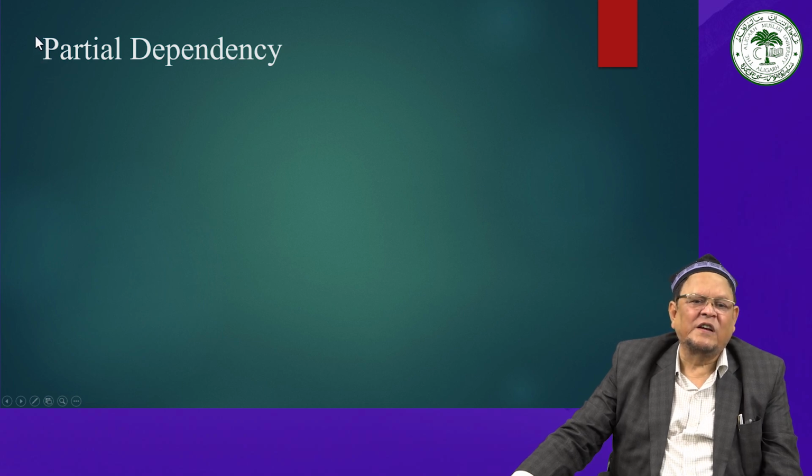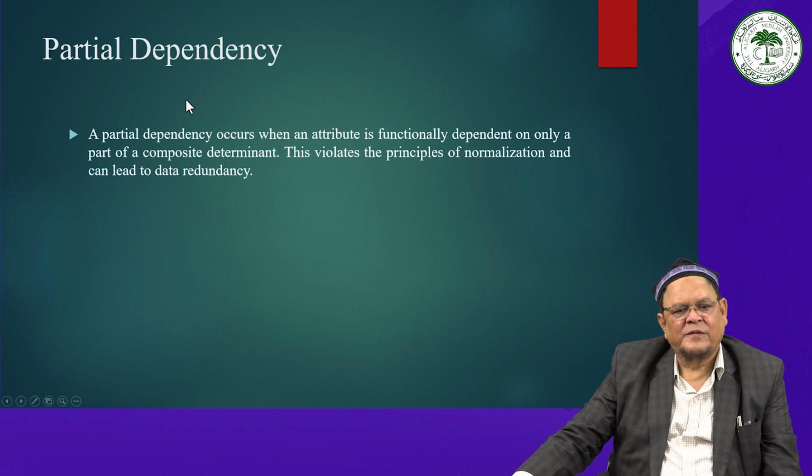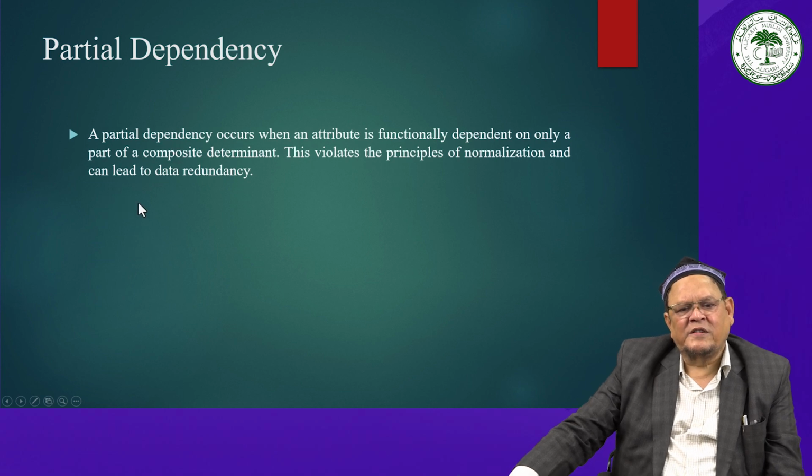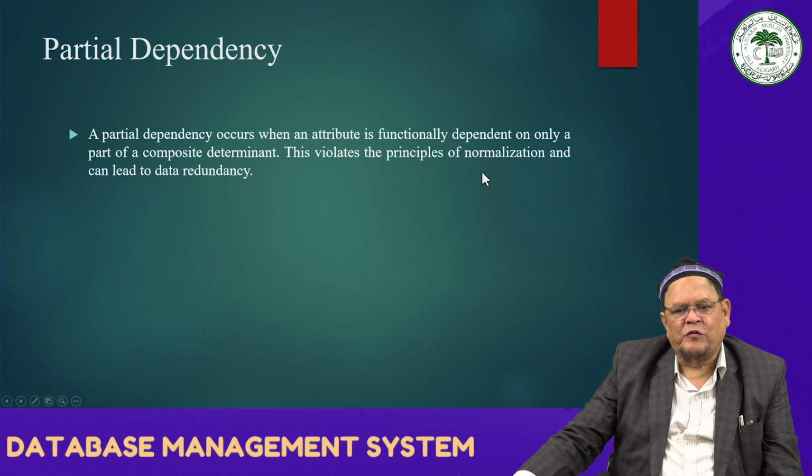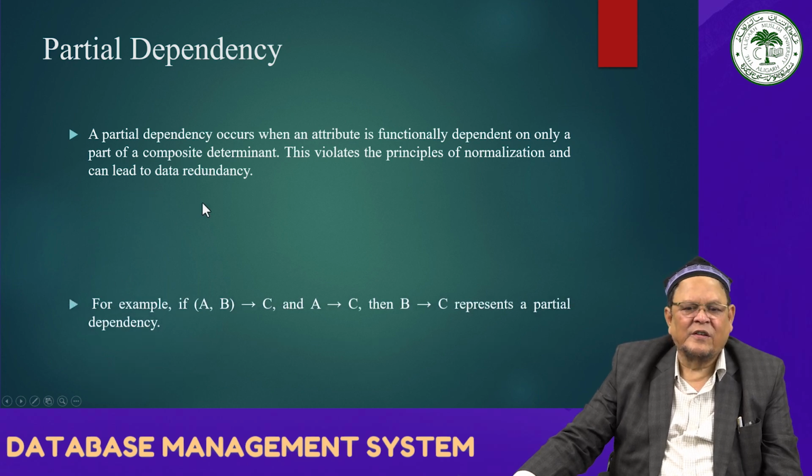Then we can say that the other is partial dependencies. Partial dependency occurs when an attribute is functionally dependent on only a part of a composite determinant. This violates the principle of normalization and can lead to data redundancy.